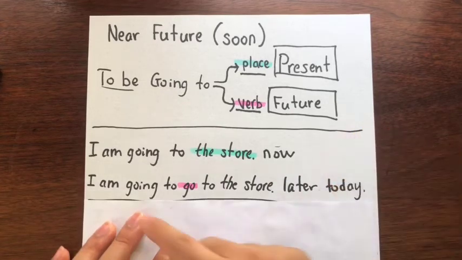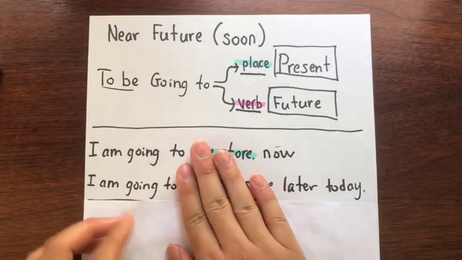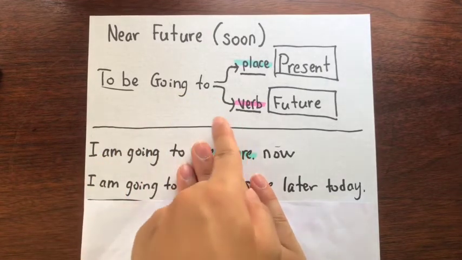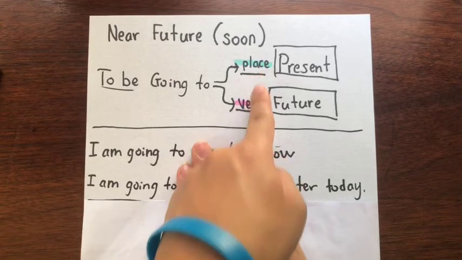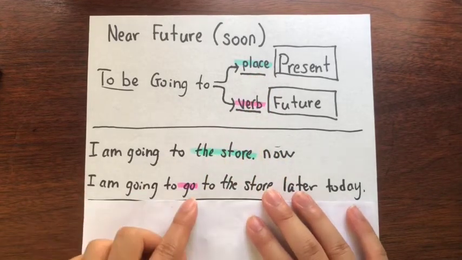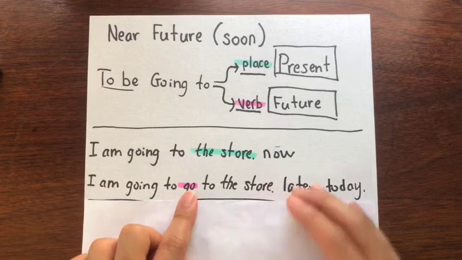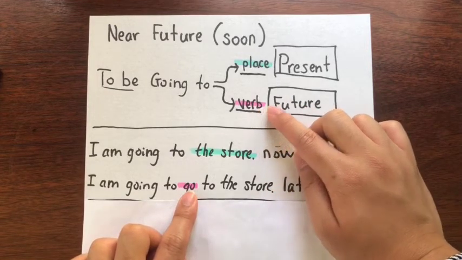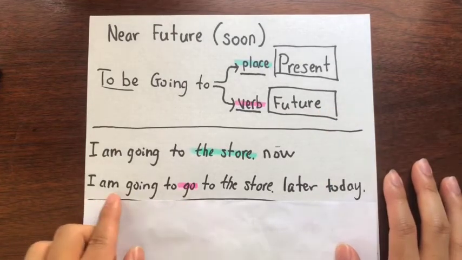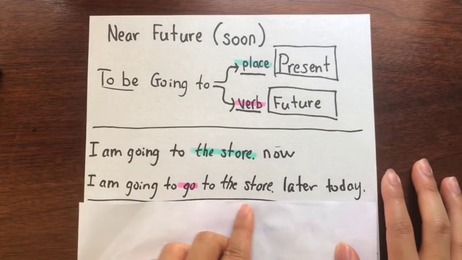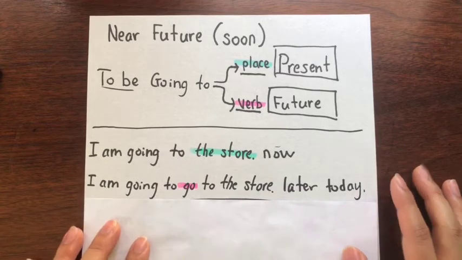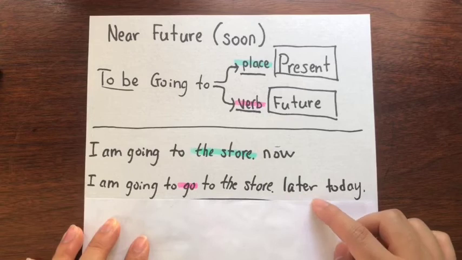In this sentence, I am going to. To be going to. Okay, the next word, is the next word a place or a verb? Go. I'm going to go. This is an action, a verb. So we know this sentence is in the future. I'm going to go to the store. It's happening later today. It's in the future.